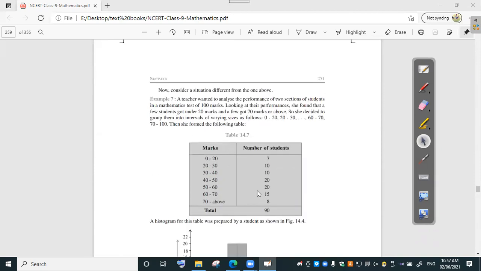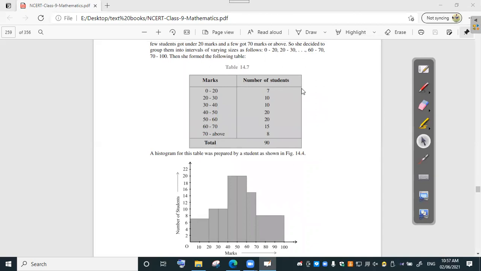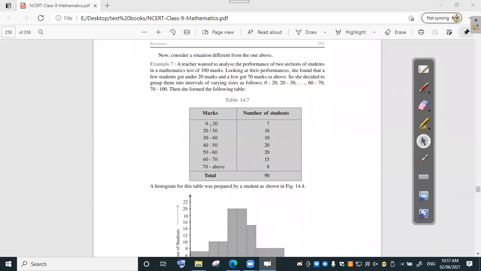They have given this diagram, and the teacher wanted to analyze the performance of two sections of students in mathematics. Out of 100 marks, each student got up to 20 marks, a few got 70 or above, so they decided to fit them in the interval 0 to 20. Now 0 to 20, 20 to 30, 30 to 40. 0 to 20 is a difference of 20. 20 to 30 is a difference of 10.